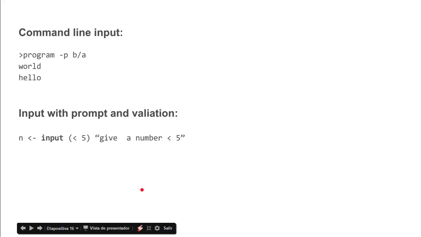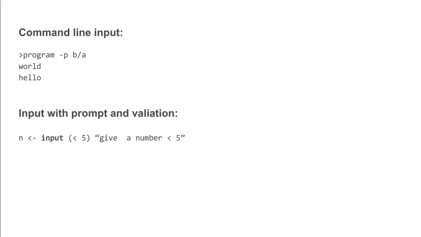In the same way, we can pass the inputs in the command line, so we can do this. This is the option used to notify the program that there is input next. So if we pass this separated by ampersand, the previous program will print the word hello.